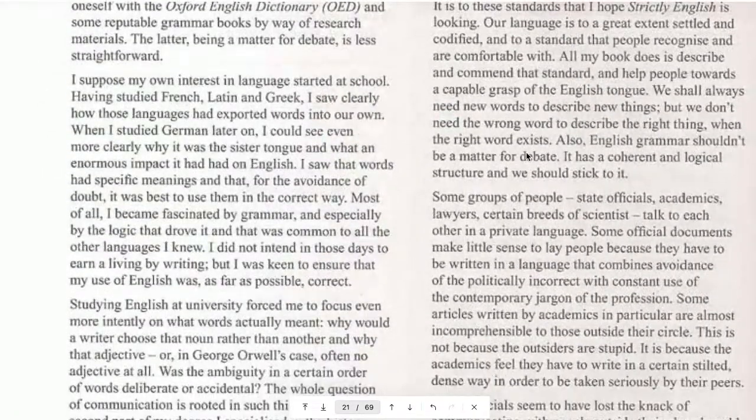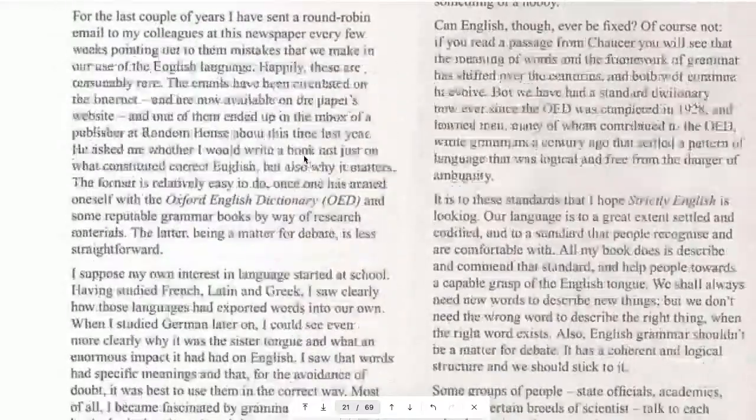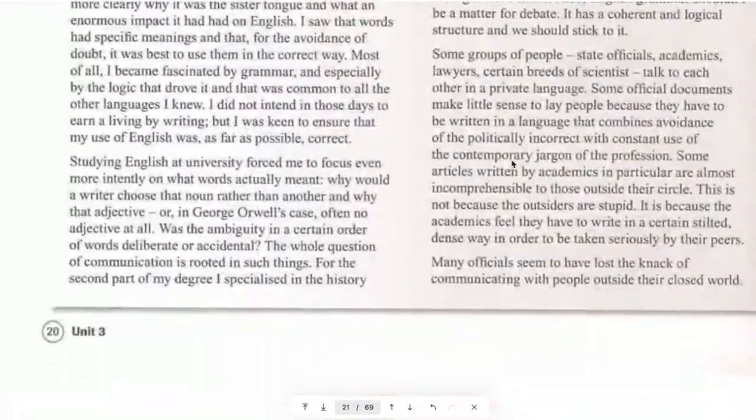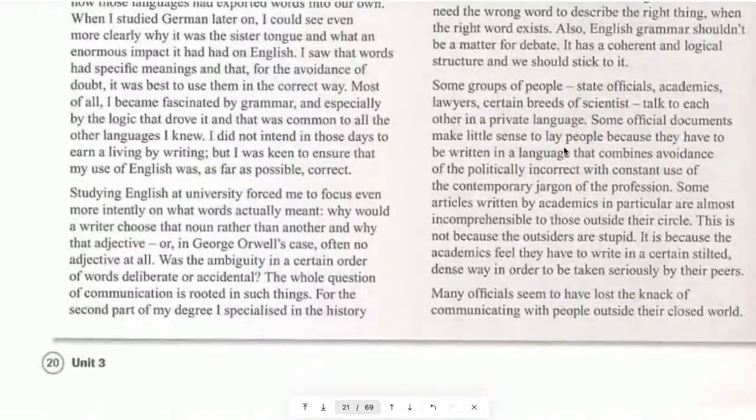Which paragraph? Paragraph 6. 1, 2, 3, 4, 5, 6. Paragraph 6, line number 6 from the bottom. Okay.